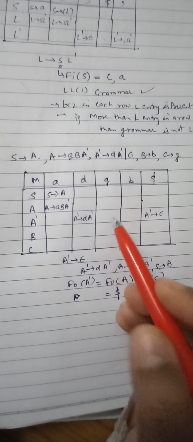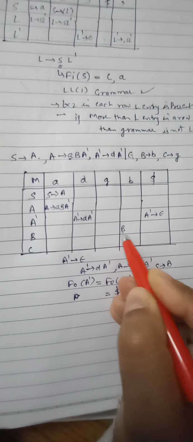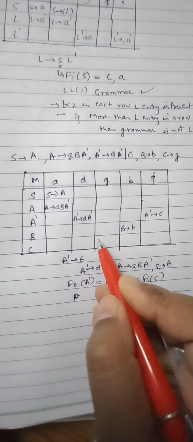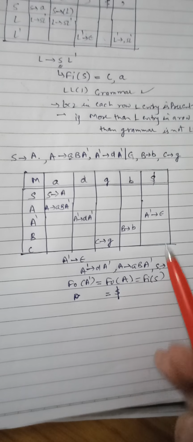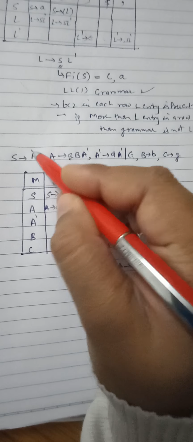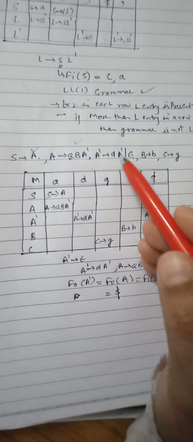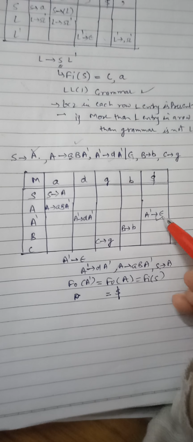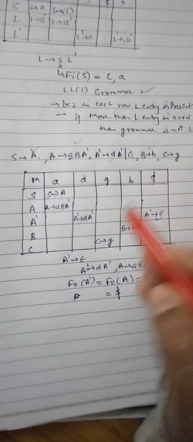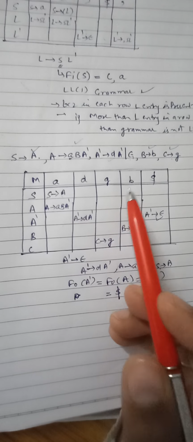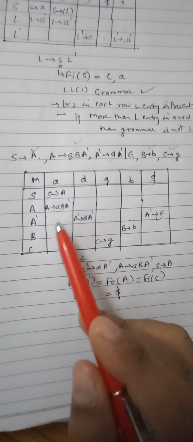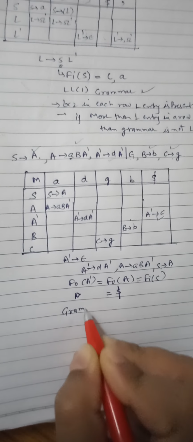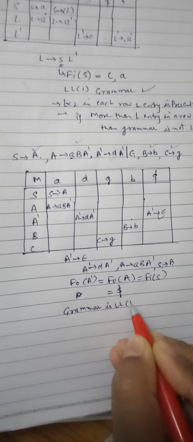B tends to B directly comes here, and C tends to G comes here. So all productions are over. S tends to A is here, A tends to AB A dash is here, A dash tends to D A dash is here, epsilon goes here, B tends to B is here, and C tends to G is here. We can clearly see that in each row only a single entry is there. So this grammar is LL1.